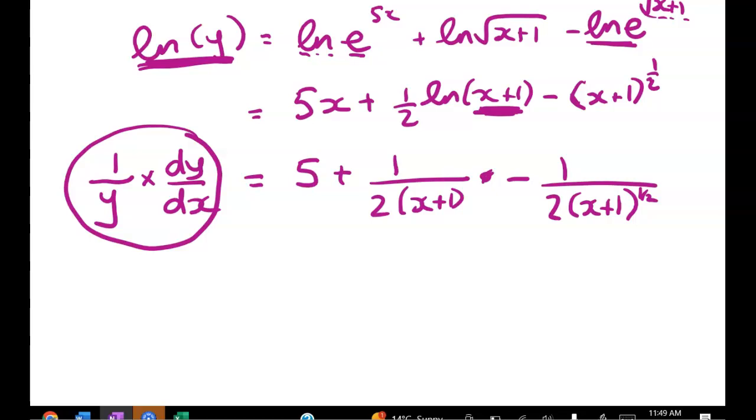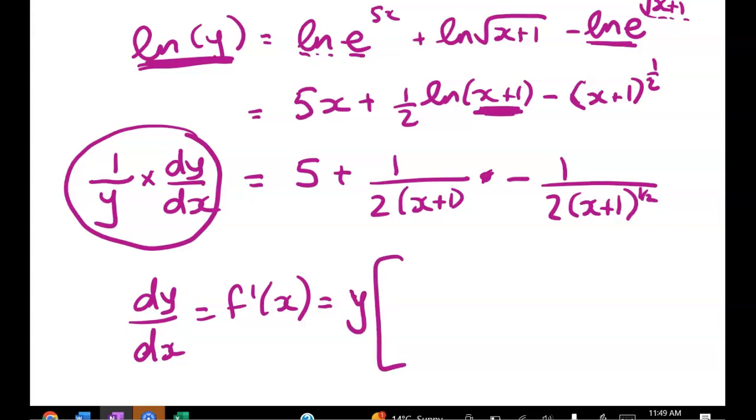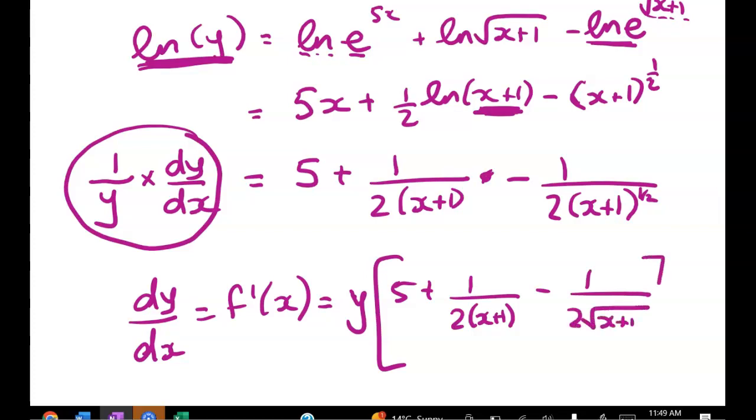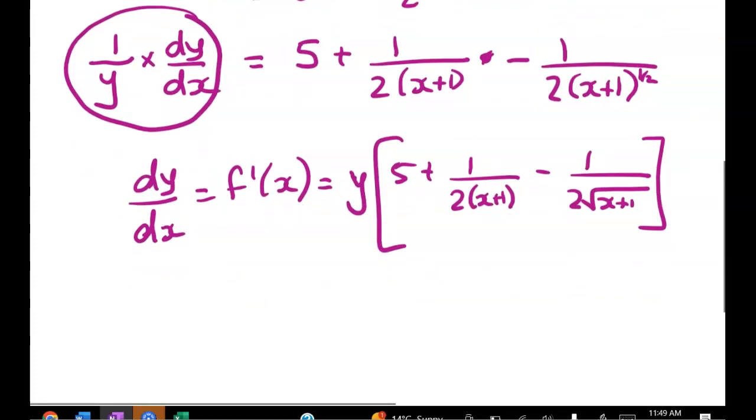Okay, the last thing I've got to do is to get an expression for dy by dx, and dy by dx is f dash of x. So in this step, we're going to have y, which we'll just put like that. So y into 5 plus 1 over this minus 1 over 2 root x plus 1. And we need to evaluate this at 0.